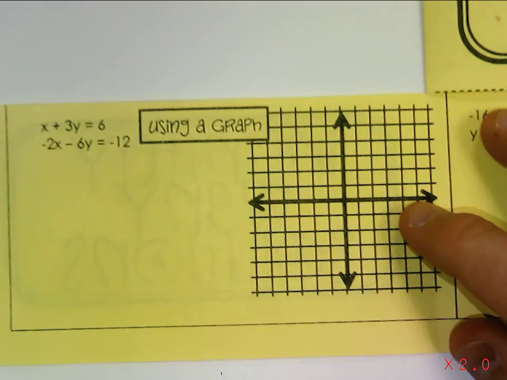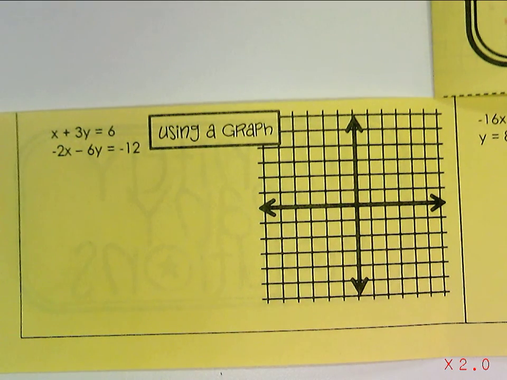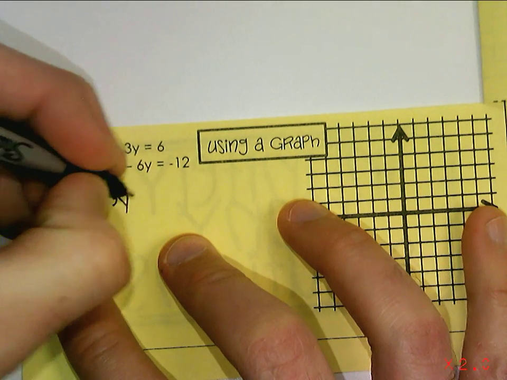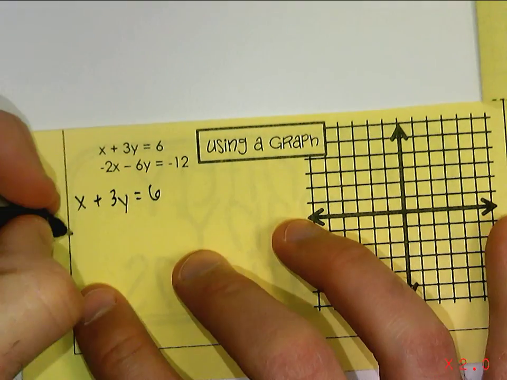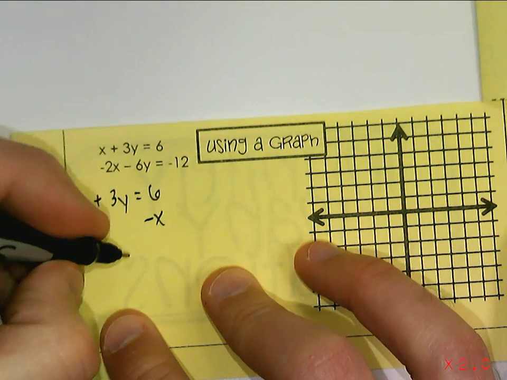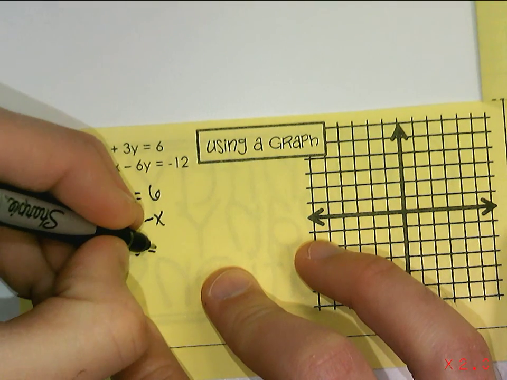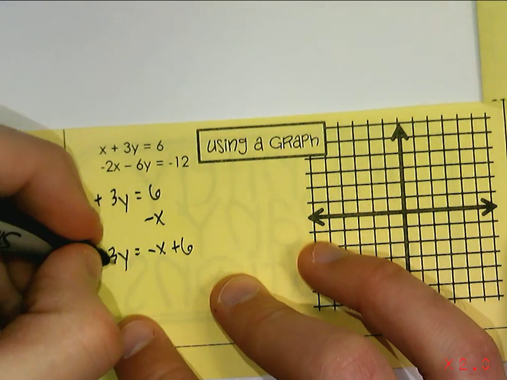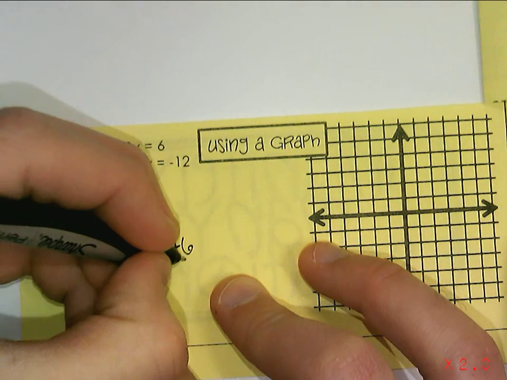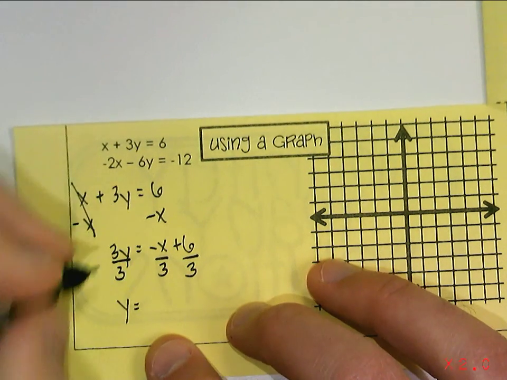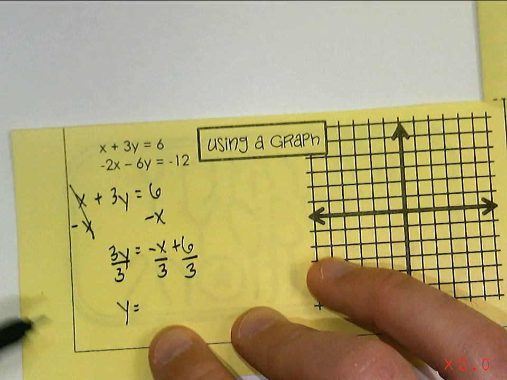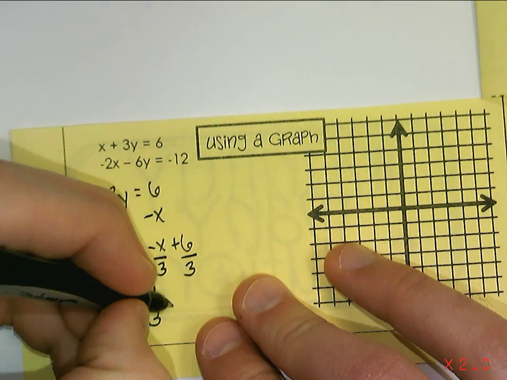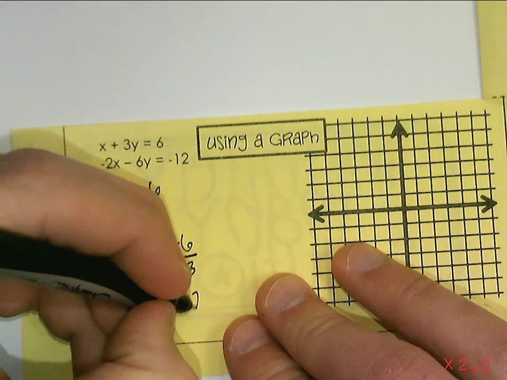And let's use a graph to do this first. So again, we're going to convert these to slope-intercept form. x plus 3y equals 6. Going to subtract x, 3y equals negative x plus 6. Those cancel. To get y by itself, we must divide everything by 3. So y equals, this is negative 1 divided by 3, which is just negative 1/3, so negative 1 over 3, times x. 6 divided by 3 is 2, so plus 2.